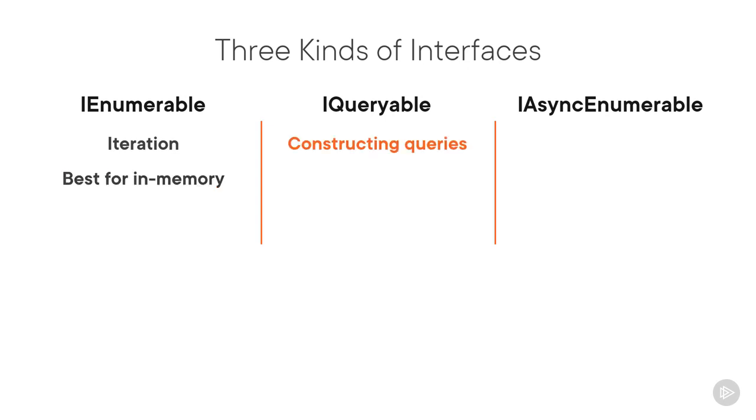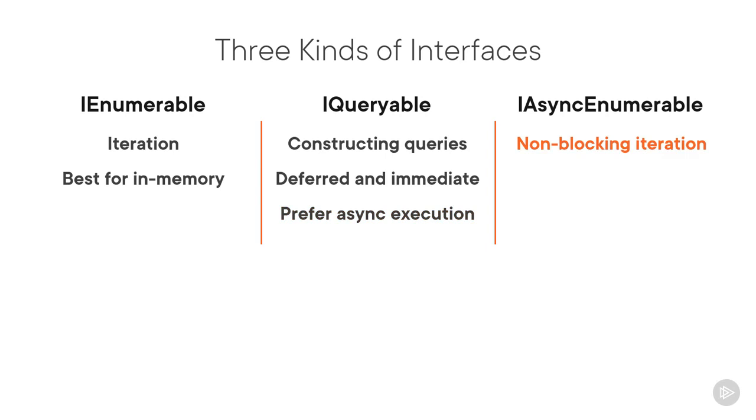IQueryable is for constructing queries. It was invented alongside LINQ, which has deferred and immediate operators. When asynchronous language constructs were added, only the immediate operators gained async versions. Prefer those versions to their blocking counterparts for greater scalability. IAsyncEnumerable is for iteration without blocking. When it was introduced, it did not offer LINQ support. That was added later by a third party.